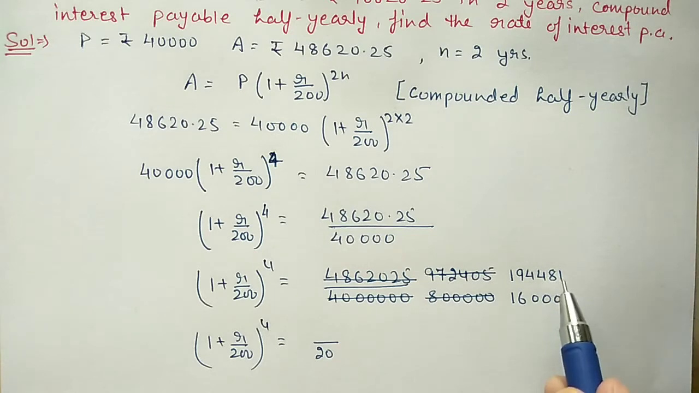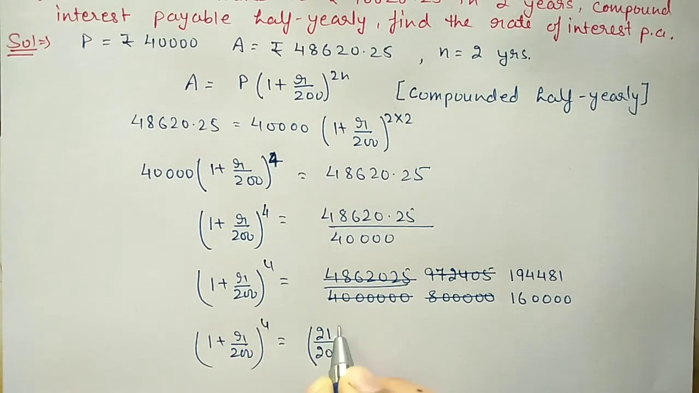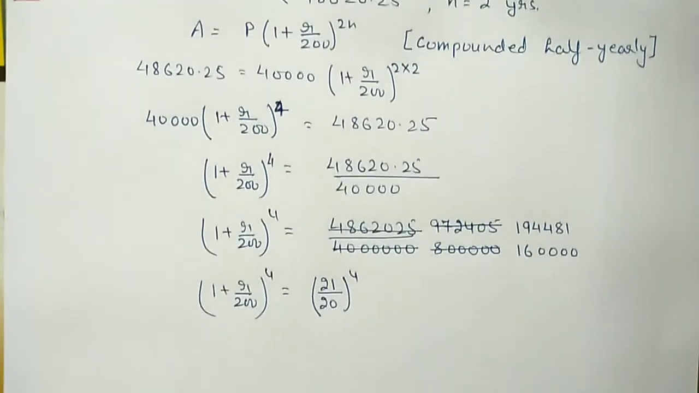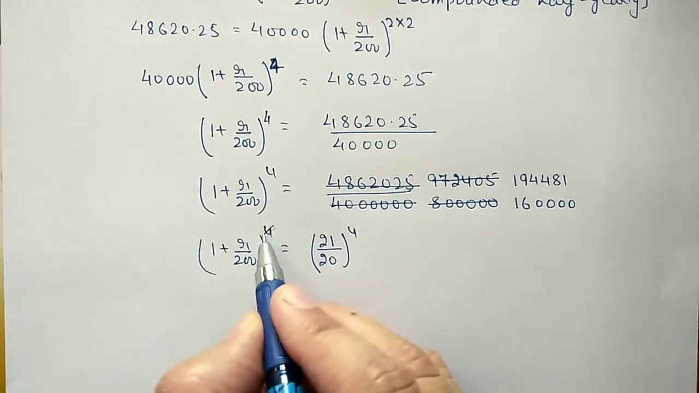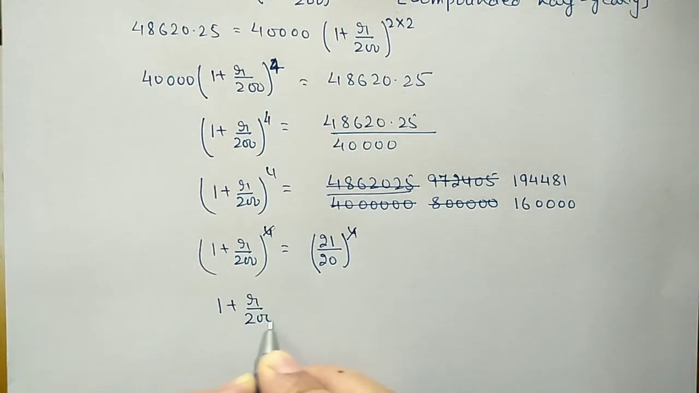Now you can see the last digit is 1 and 1 will come in 1 to the power 4 only. So this number will be 21 to the power 4. You can multiply and check it. Now both the sides power is 4, we can cancel out. We have 1 plus R by 200 is equal to 21 by 20.